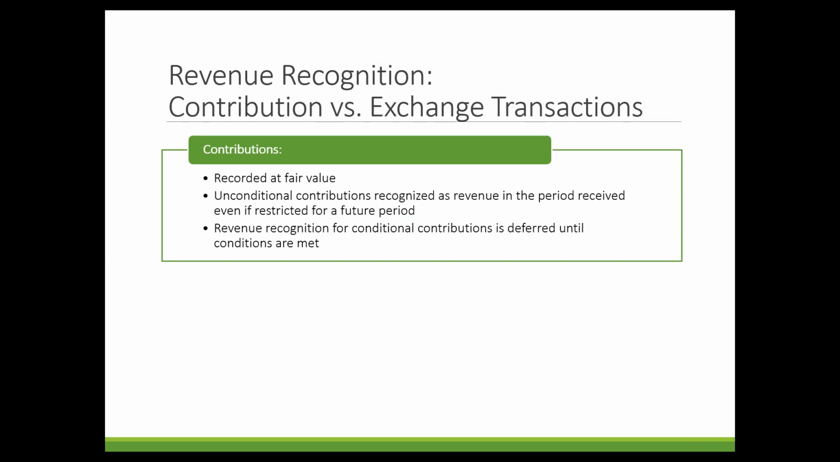So for contributions, FASB GAAP requires that you measure contributions at their fair value, and they're recorded at the date the contribution is made or when the promise is made to make the contribution. Revenue is recognized at that point in time, and there generally isn't any sort of deferred revenue when you're talking about unconditional contributions.